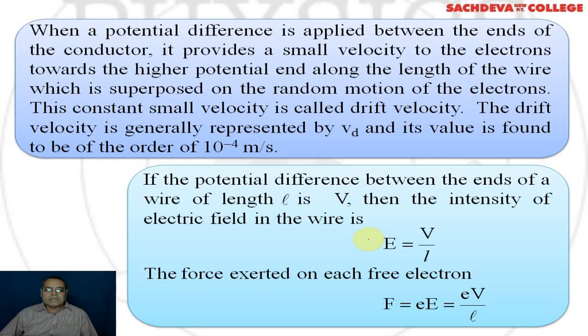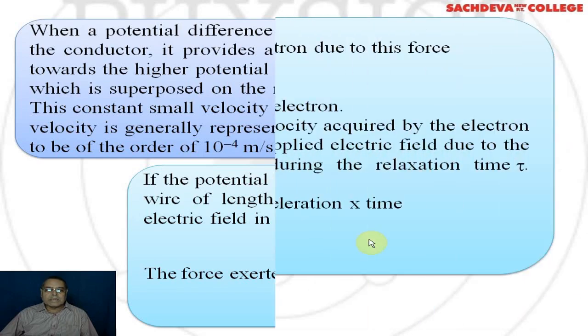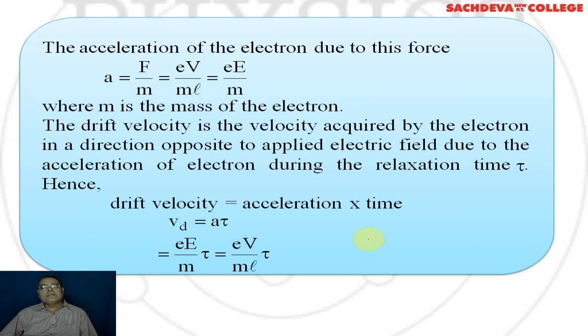If the potential difference between the ends of a wire of length L is V, then the intensity of electric field is E = V/L. The force exerted on each electron is F = eE, and E can be replaced by V/L, so the force is e times V over L. The acceleration of the electron due to this force is F over m, or eV over mL, where m is the mass of the electron, which is very small, nearly 9.1 × 10^-31 kilograms.